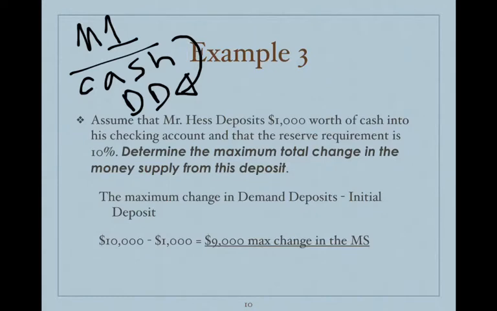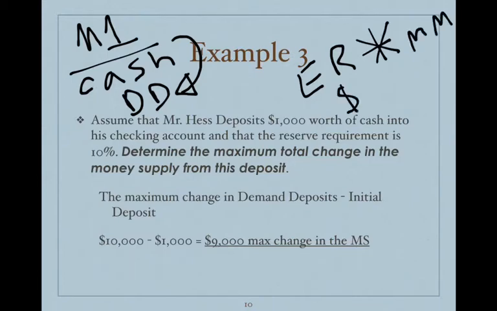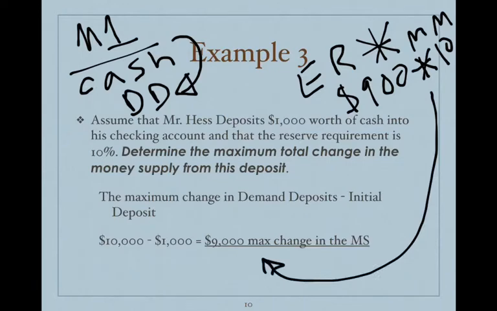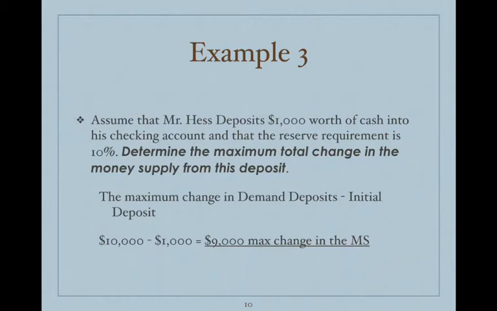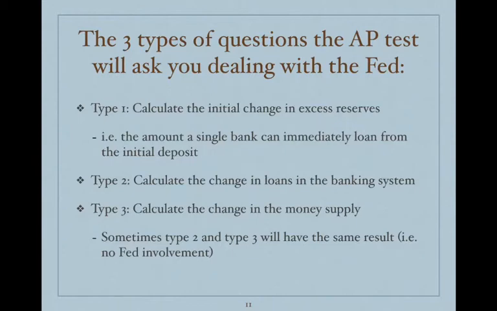Now there's a second way we can solve this. To do that last step, we could also do whatever the excess reserves are times our money multiplier. In this case, if the bank is required to keep $100, I'd have $900 left over as excess reserves. Times a money multiplier of 10, $900 times 10 would also give me my $9,000 max change in the money supply. So it doesn't matter which way you go about solving this. You've got a couple of options, which is nice. So those are how we're going to answer consumer questions.